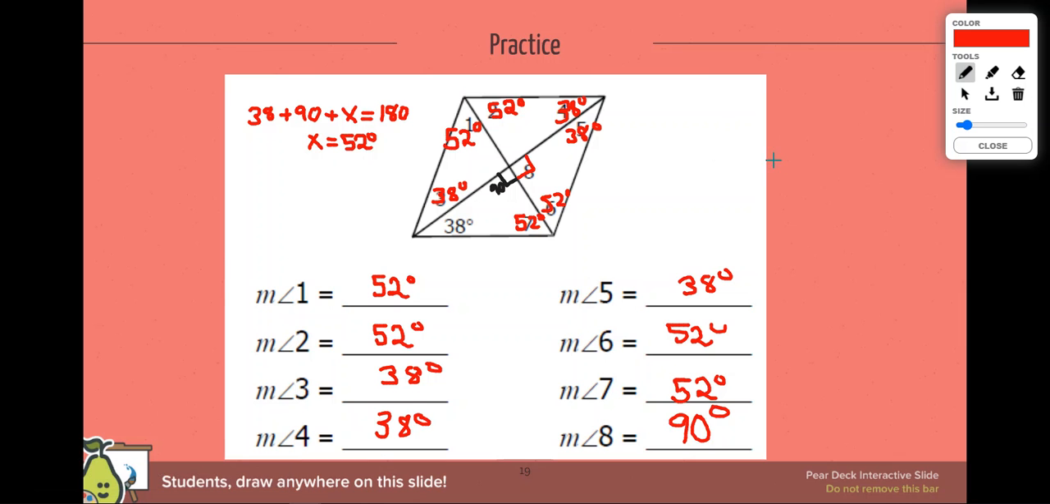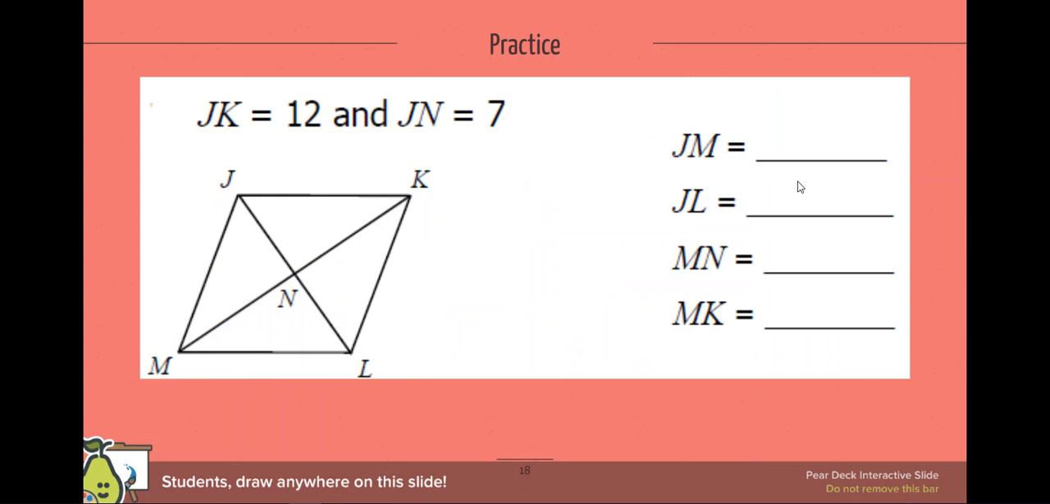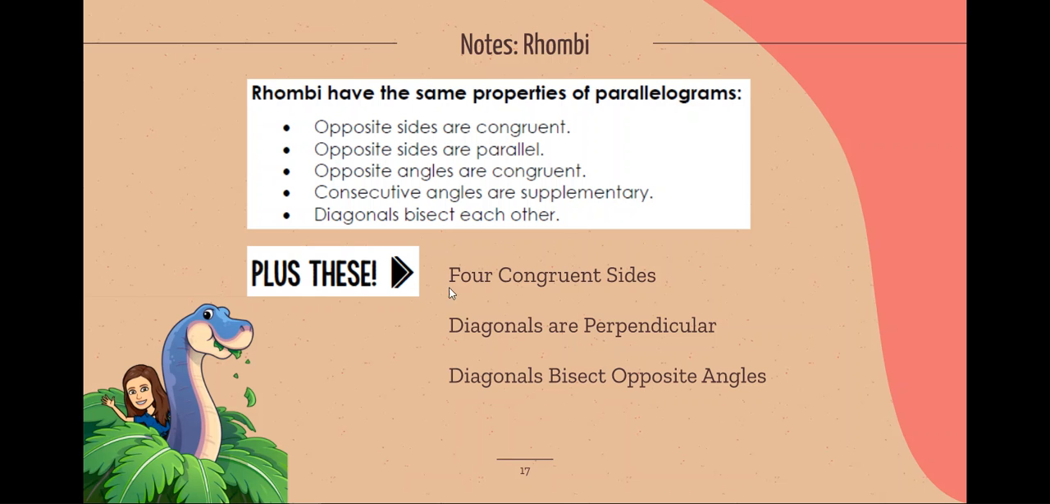Hopefully this will help you apply the properties of rhombuses to solve for missing angles. Just as a reminder, the diagonals are perpendicular, which means they come together in 4 right angles. Diagonals bisect opposite angles.